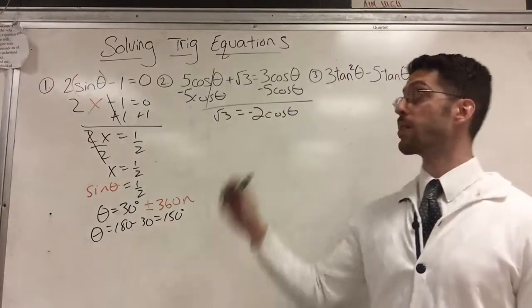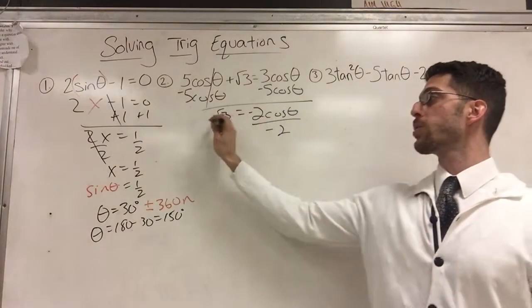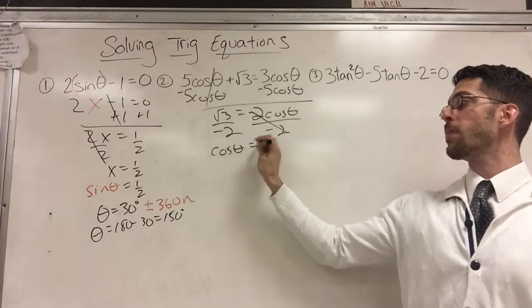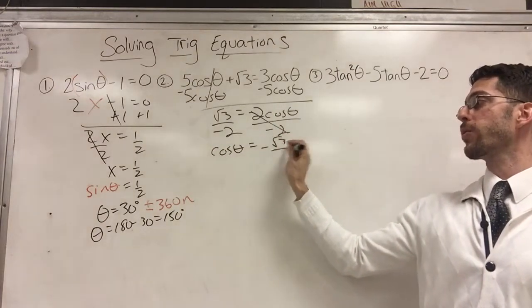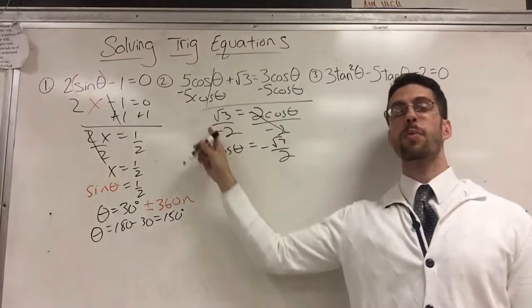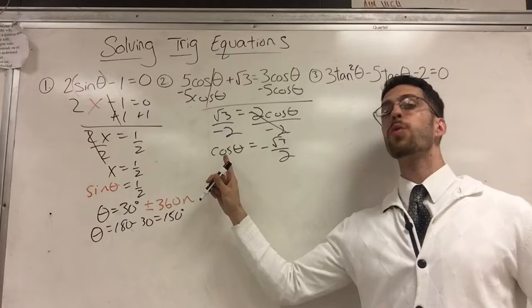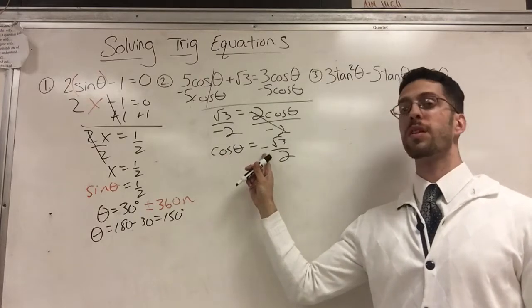Negative 2 cosine theta divided by the coefficient, which is -2. That cancels. Cosine theta is alone, and it equals negative radical 3 over 2. Doesn't matter where I put the negative, it's a negative answer. So now you're asking yourself, where is the cosine negative?